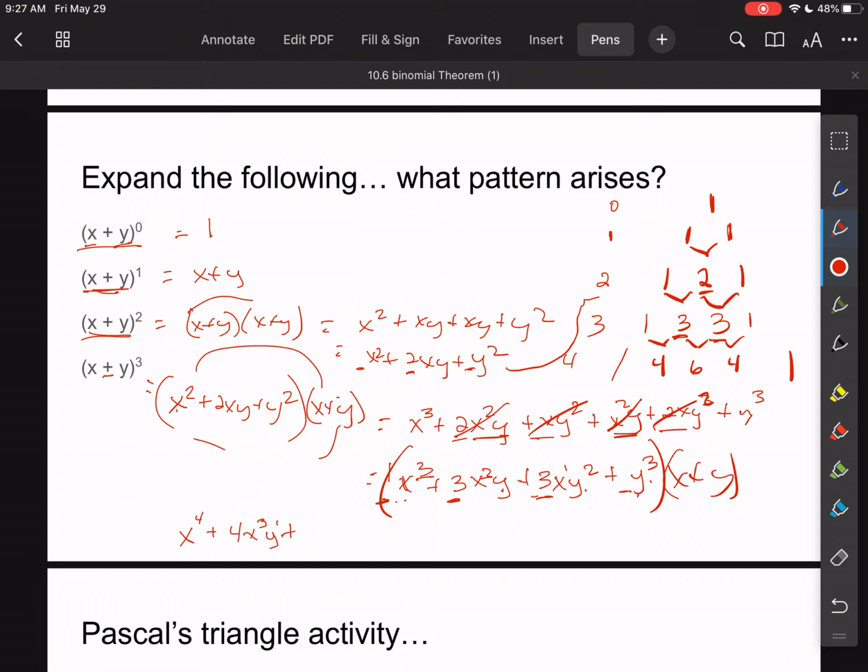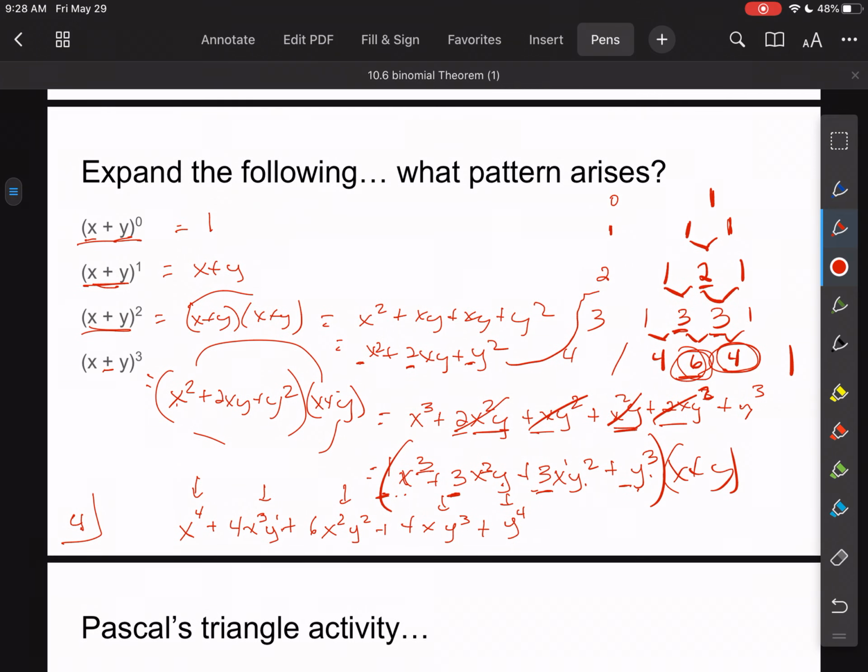Then we have plus, I'm using the 6 now, 6x squared y squared, okay, plus 4, so I'm going to this guy here, 4x y to the 3rd plus y to the 4th. Okay, every single time the powers are going to add up to the row that I'm on. So this is the 4th expansion. I have a 4th power here. I have 3 plus 1, which is 4 there, 2 plus 2, which is 4 there, 1 plus 3, which is 4 there, and then this guy, right?